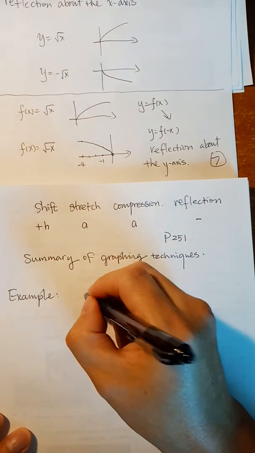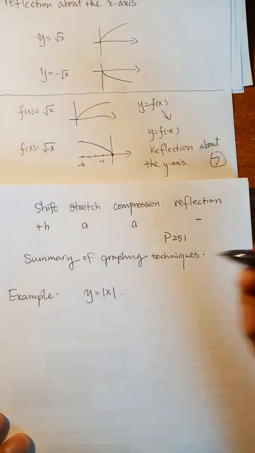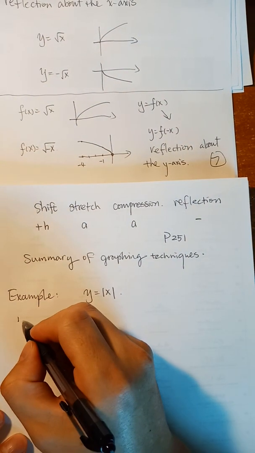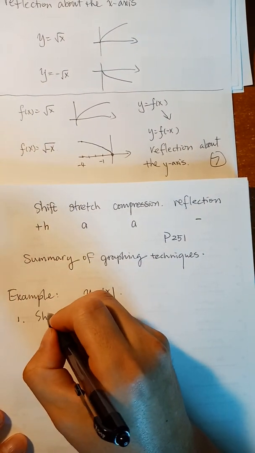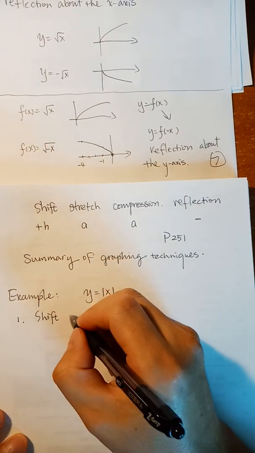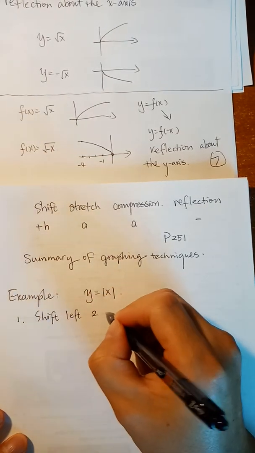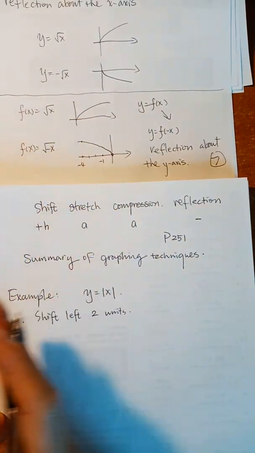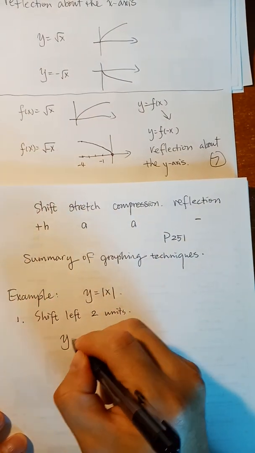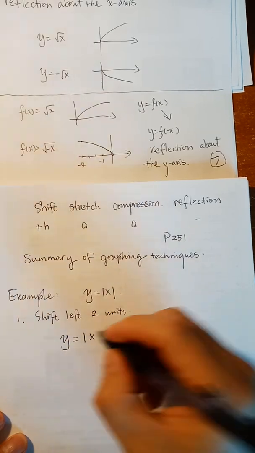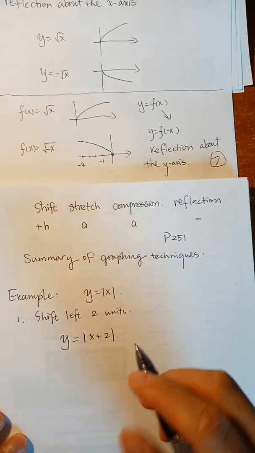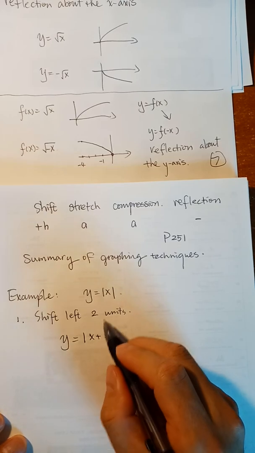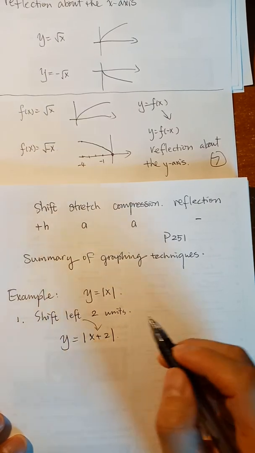Okay, so first we have our standard function, y equal to absolute value of x. Step 1, shift left 2 units. Shift to the left. Left to right is about x. So you get y equal to absolute value of x plus 2. Shift to the right, left plus. Okay, shift to the left plus.